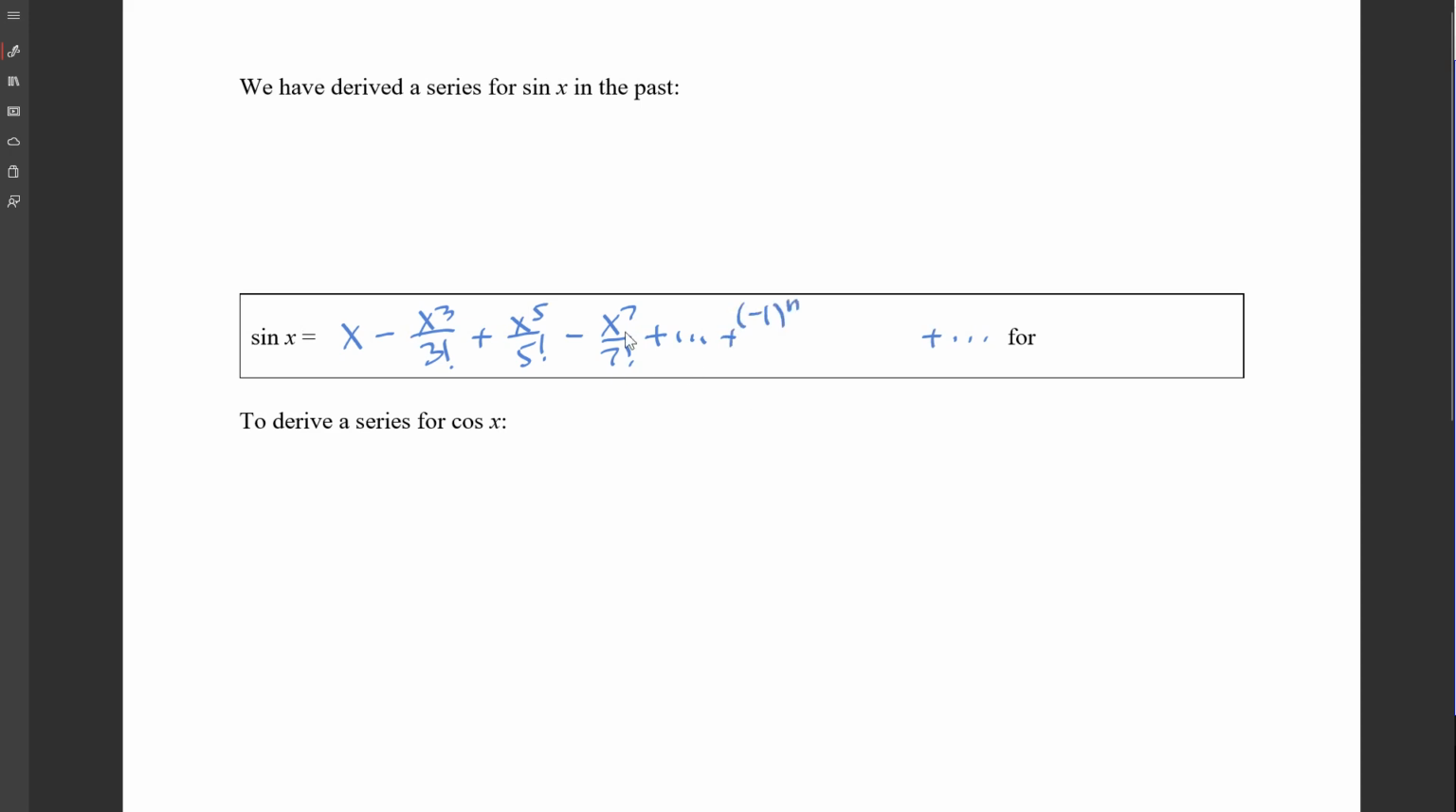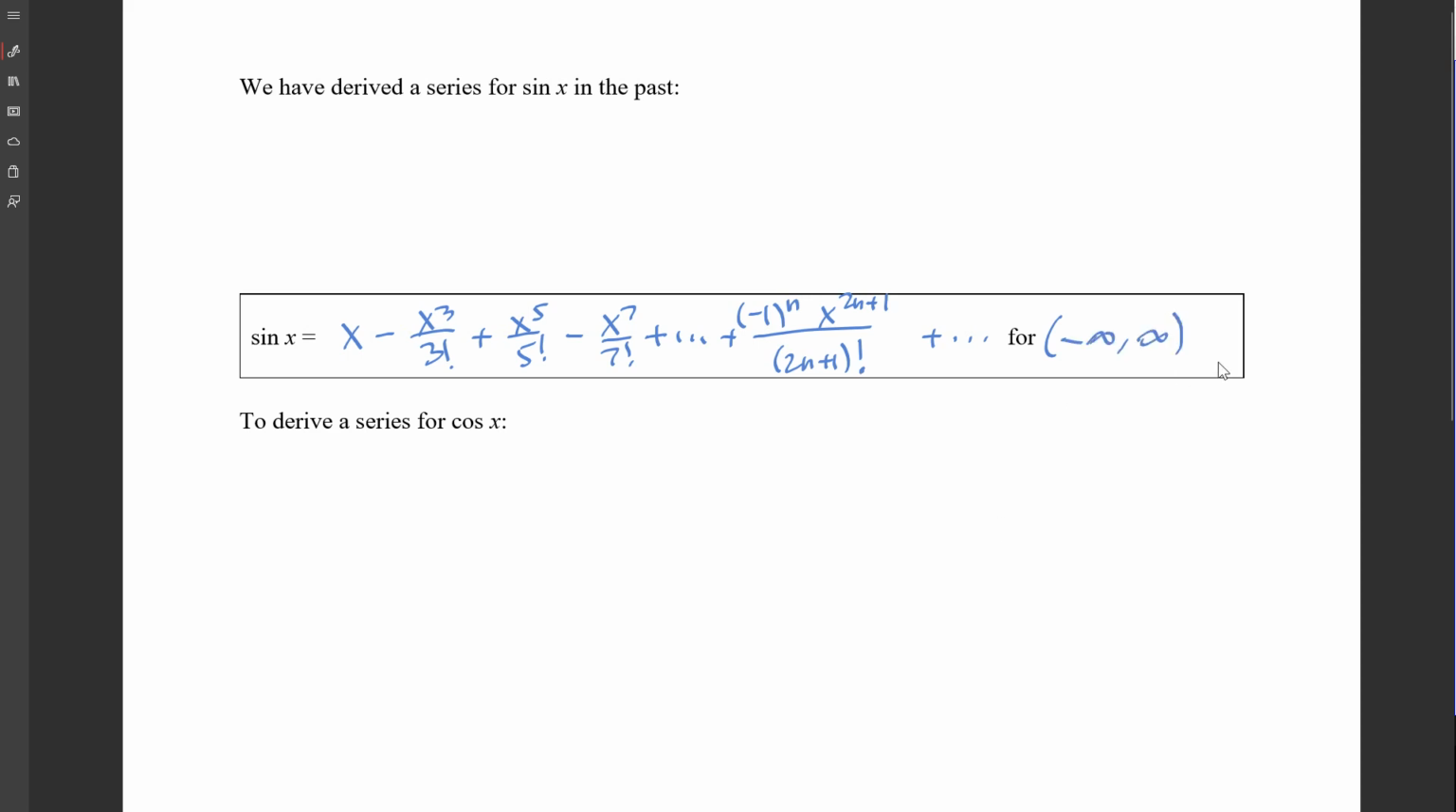And I can also see that I have odd powers up here. This will always be an odd power. So I'm going to call this x to the 2n plus 1 divided by, and I can see the factorial at the bottom is the same as the number here, the exponent at the top. So this will be on the bottom 2n plus 1 factorial. Okay, and this will be true for sine x from negative infinity to infinity.